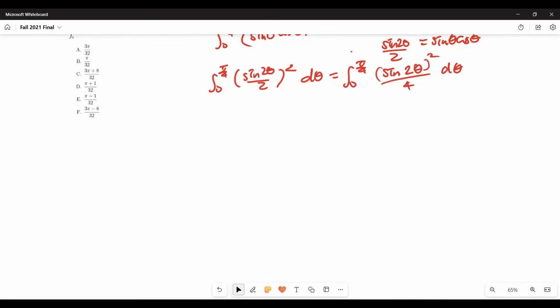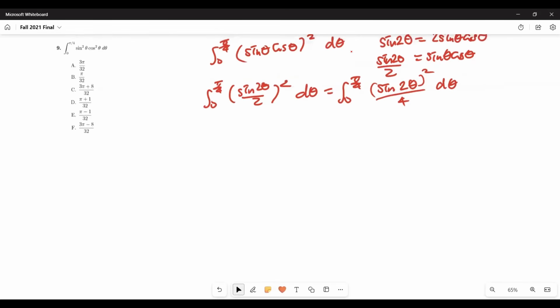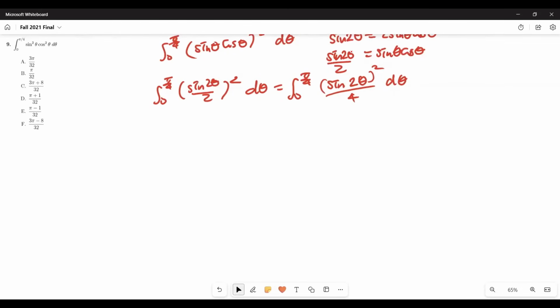I see. Okay, so sine 2 theta. Okay, cool, got it. So when you have sine 2 theta squared d theta, you can take out the constant, right? So this is going to be 1 over 4, 0 to pi over 4, sine 2 theta squared d theta.